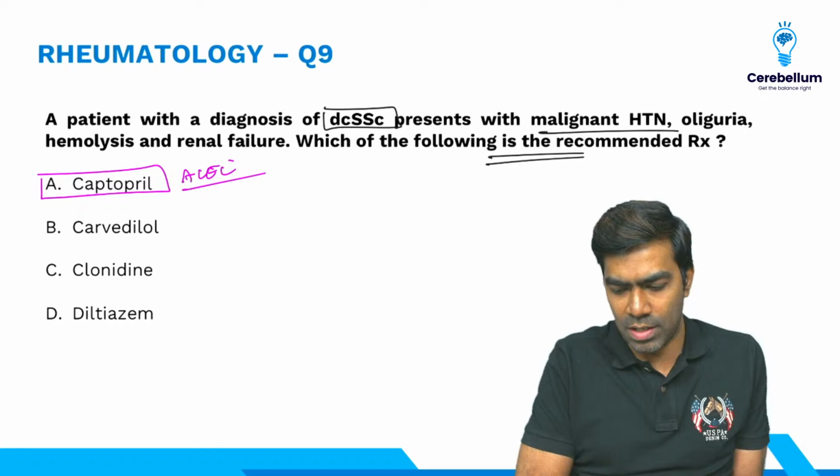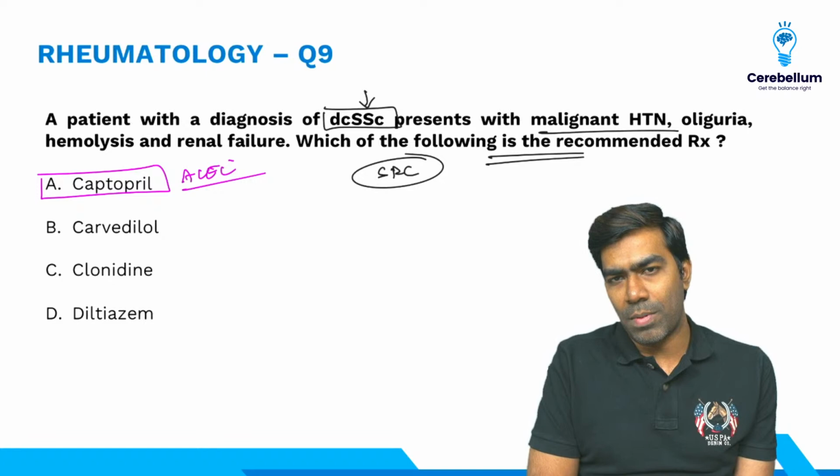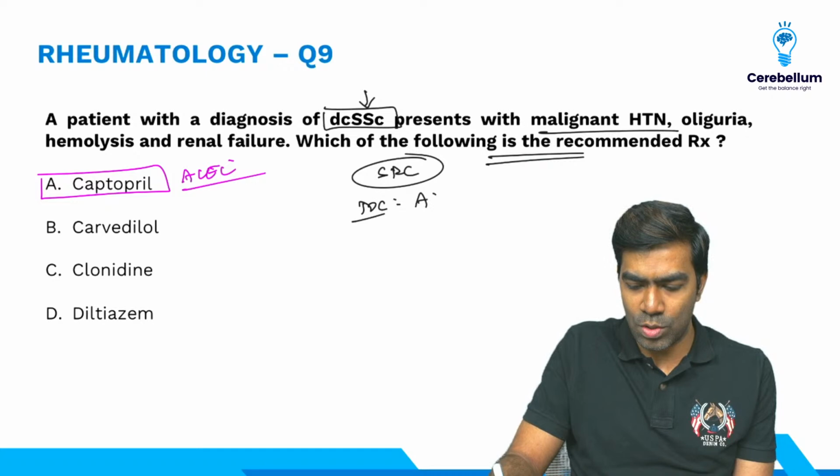So what is this patient suffering from? This patient is basically suffering from something called scleroderma renal crisis. That's what this patient is suffering from. So it's very common in patients with diffuse cutaneous systemic sclerosis, and the treatment of choice for scleroderma renal crisis is going to be ACE inhibitors.